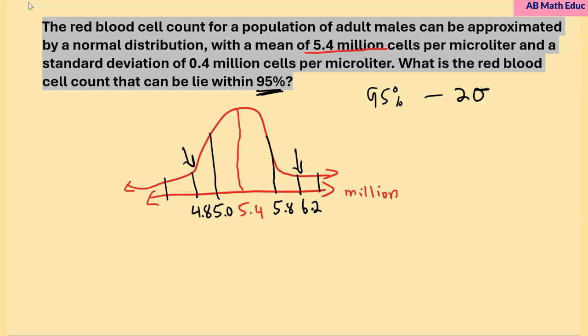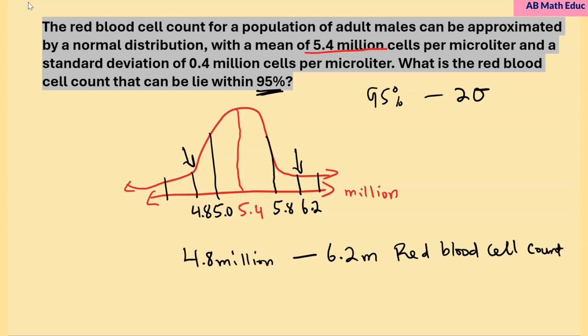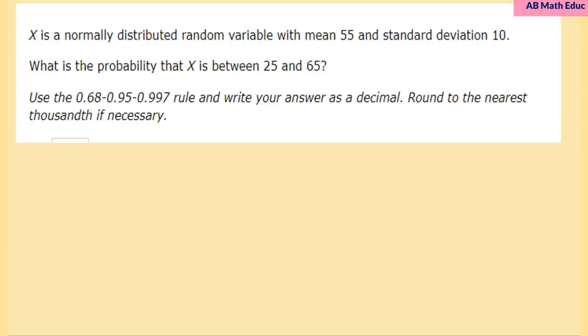So here in our conclusion, what is a red blood cell count that can lie within 95%? So for men, 95% of them, based upon this question, is going to be 4.6 million to that of 6.2 million red blood cells count. And that's it. Okay, so let's look at another one that is a little bit uneven. So let's go ahead and do that.